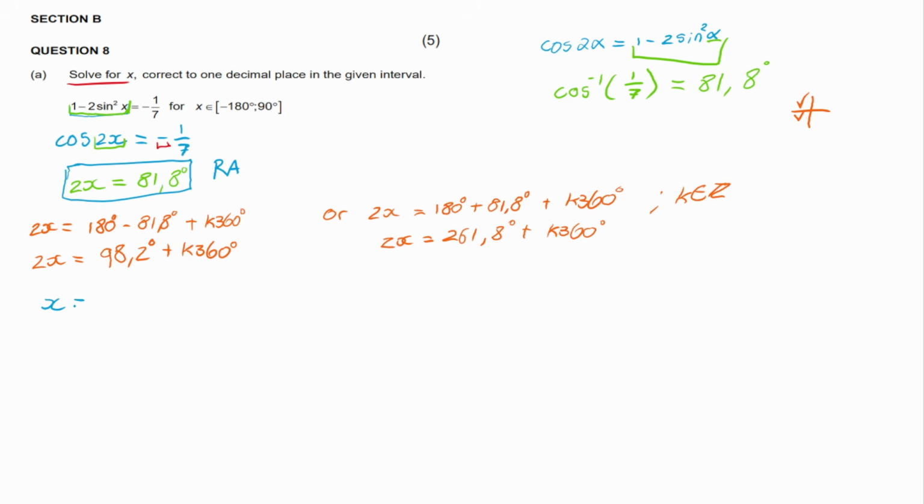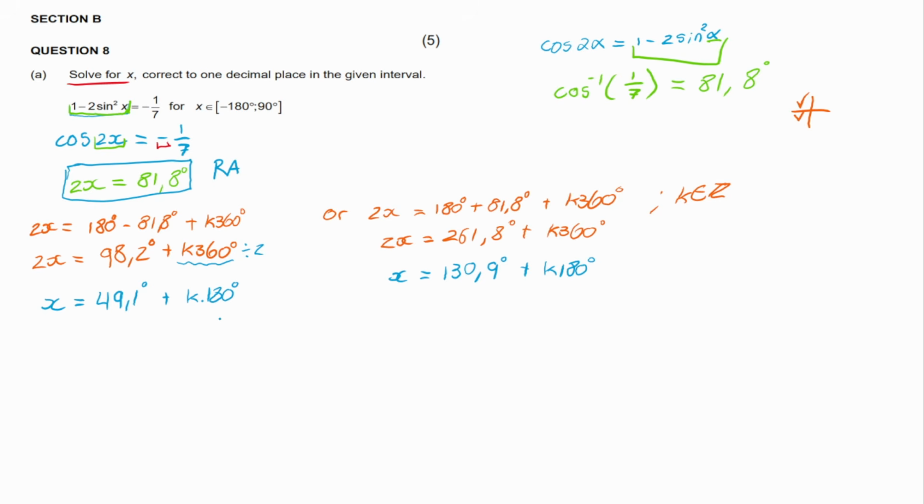And when we do that, I'm moving to a different color now. We're going to be getting 98 divided by 2. So this is going to give us 49.1 degrees. And then also very important, this also needs to be divided by 2. We also divide this by 2. And when we do that, obviously that's just going to be k180. And same thing over here, x is equal to, I take 261.8 divided by 2 gives me 130.9 degrees. And then also very similar, this gets divided by 2 and we get k180 degrees.